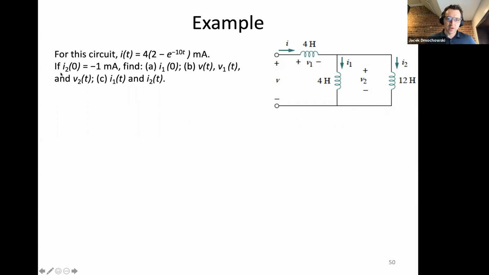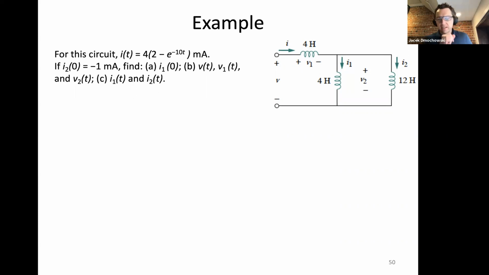Okay, so we're also told, and this is very helpful, that the initial current across the 12 Henry inductor is equal to minus 1 milliamps. And so we are asked to find the initial current I1. So we're given the current at all time over here. We're given the current at time 0 over here. And our first question is to define the initial current through the 4 Henry inductor.